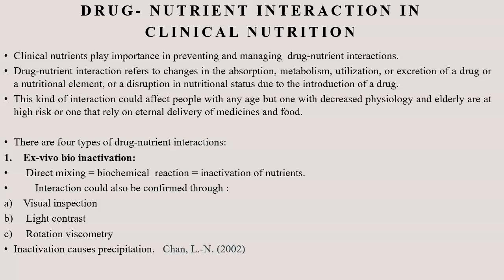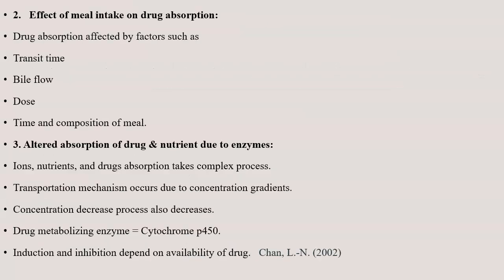The second is the effect of meal intake on absorption. Drug absorption is usually affected by factors such as transit time, bile flow, dose, time, and consumption of milk. Transit time is the speed at which the substance or meal travels through the digestive system, hence influencing absorption. Bile flow is a secretion which is very important for digestion, hence affecting absorption. Dose is the dose at which the drug has been provided. Time and composition of meal refers to the time, quality and quantity at which the meal has been provided.